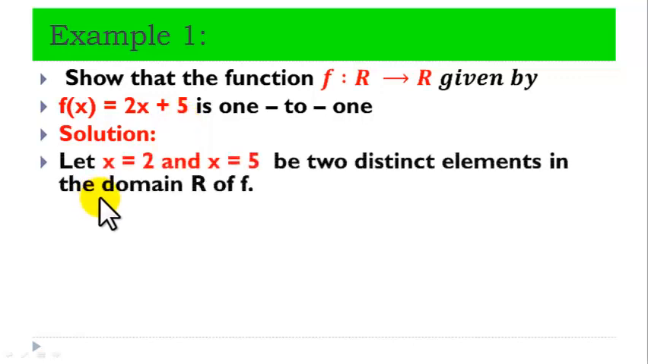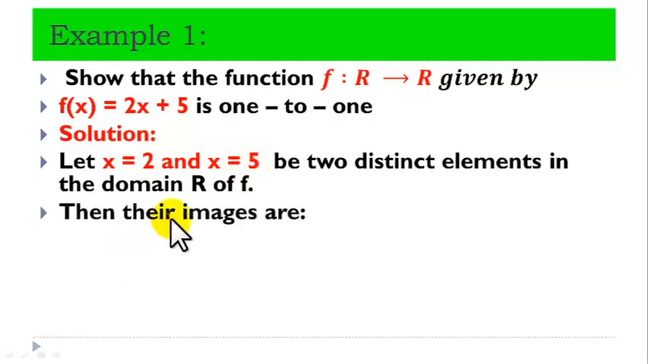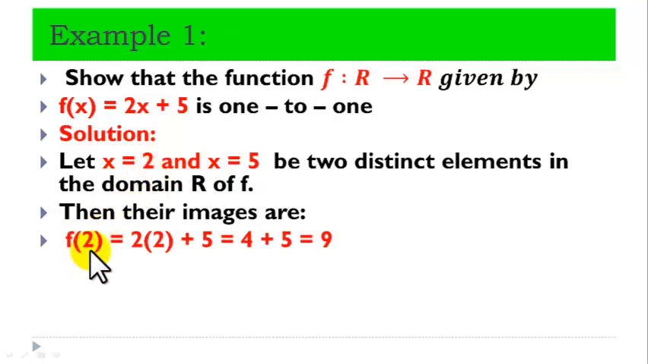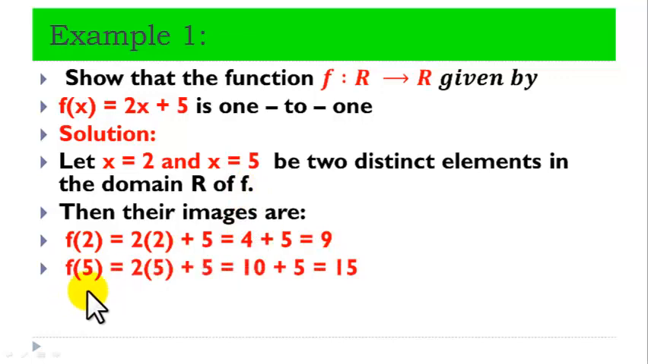Let us pick two elements from the domain R. Let these two elements be x equal to 2 and x equal to 5. Then the images of these two elements are: the image of x equal to 2 is f of 2 equal to 2 times 2 plus 5, and that will give us 9. The image of 5 is f of 5, which is equal to 2 times 5 plus 5, and that will give us 15.